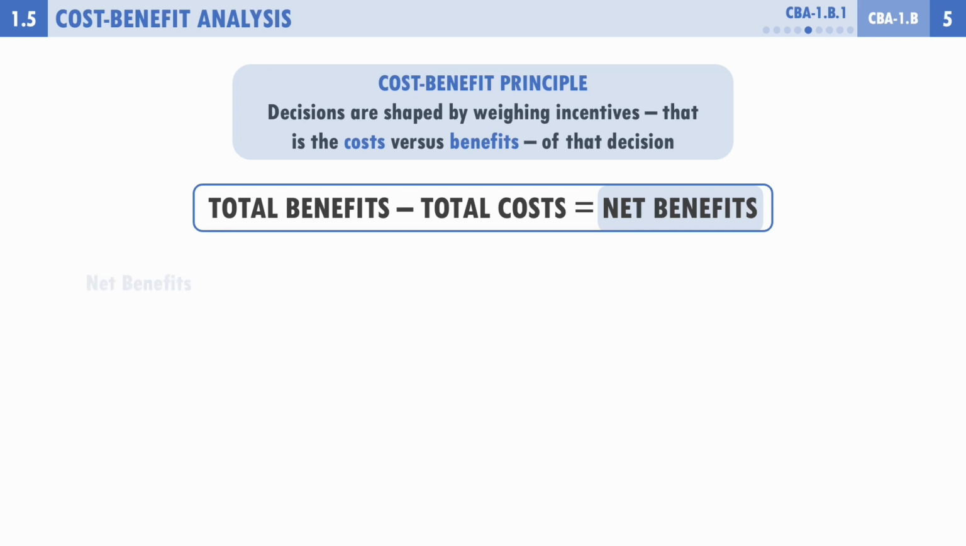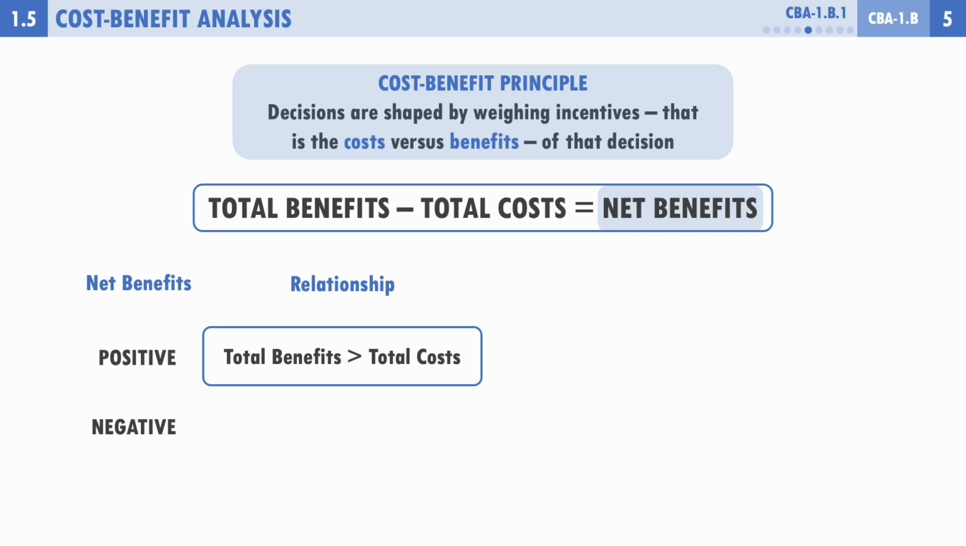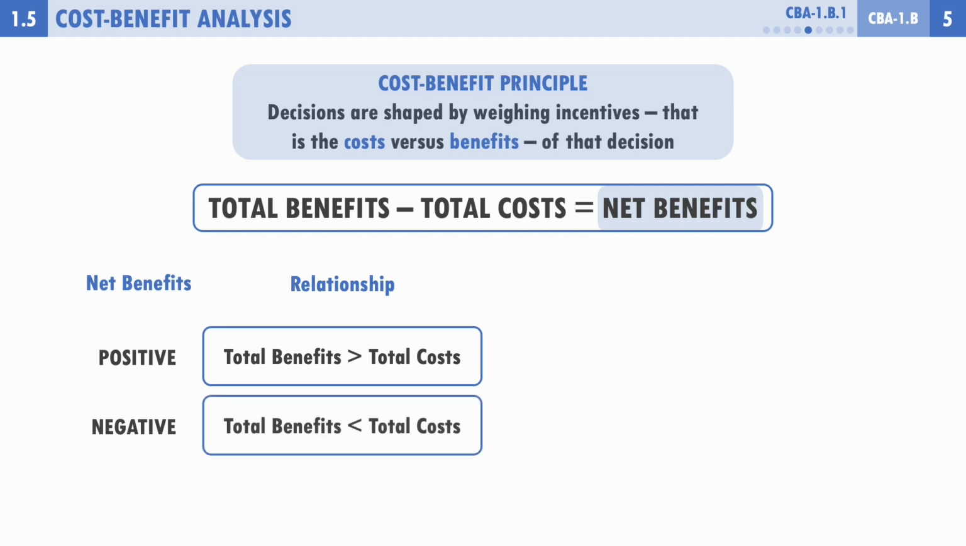Now, finally, I want to take a look at the net benefits, right? Because the net benefits is the overall result. And if we look here at this equation, total benefits minus total costs, we understand that net benefits could end up being positive or negative depending upon the relationship between total benefits and total costs. So if net benefits is positive, that must mean that the total benefits of doing something is greater than the total costs, because when we subtract those, we're left with a positive number. Now, if total benefits is less than total costs, that must mean that we have a negative net benefit.